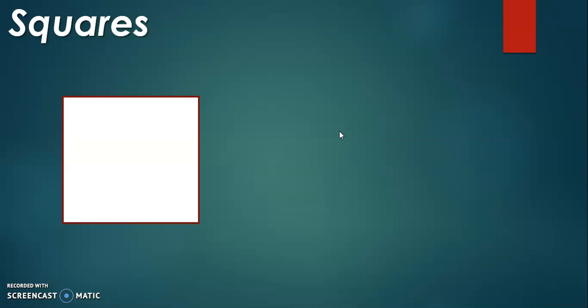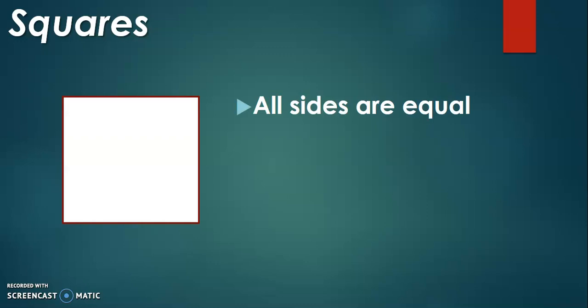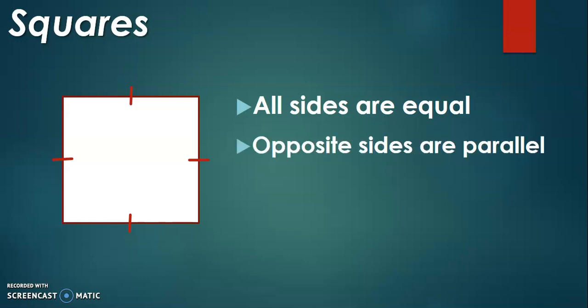The first one we've got is a square. If you look at it, this is what a square looks like. The first property is all sides are equal. Look at all the sides, and here I've given you the lines, or the notches, over here, all the same, hence they're equal. And opposite sides are parallel.